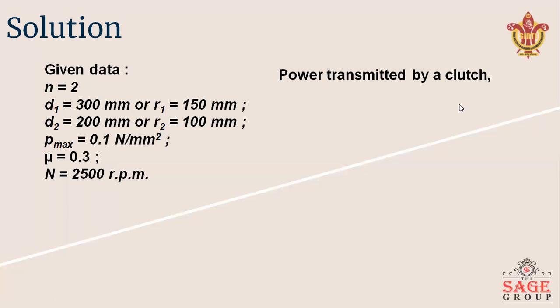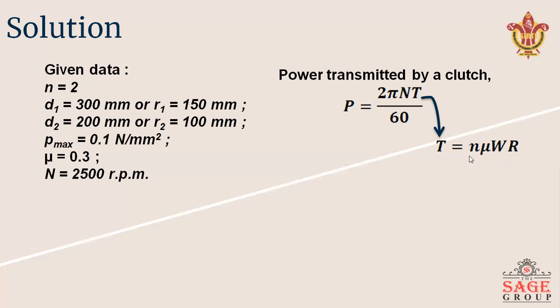So power transmitted by the clutch, P is equal to T omega, or we can say that P is equal to 2 pi N T upon 60. Here, if we get the value of T, then we will have the value of power. So first of all, we have to calculate the torque transmitted by the clutch. Torque transmitted by the clutch T is equal to, we know that, N mu W R. We have already derived this previously.